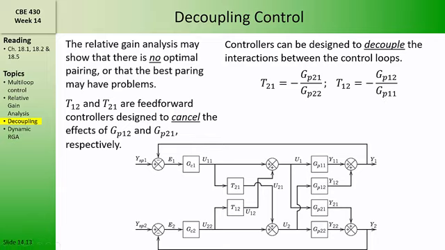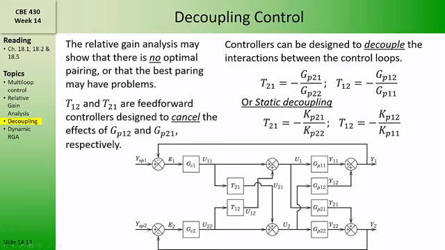We saw in Chapter 15 that feed-forward controllers are often designed as lead-lag elements, and we also saw that sometimes the ideal feed-forward controller is not physically realizable. For example, if GP21 is a lower order transfer function than GP22, then T21 would have higher order terms of S in its numerator than in its denominator, which is not physically realizable. We can also design these feed-forward controllers based on static considerations. In this case, we use only the steady-state gains from the transfer functions to design the controllers T21 and T12.